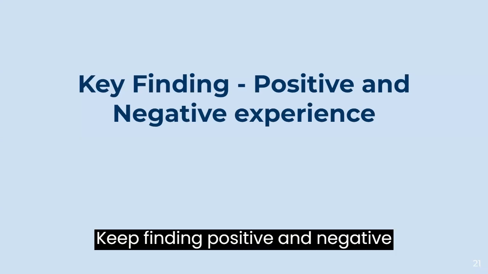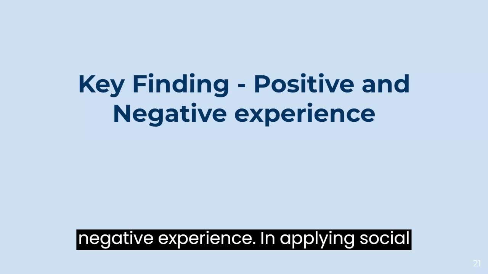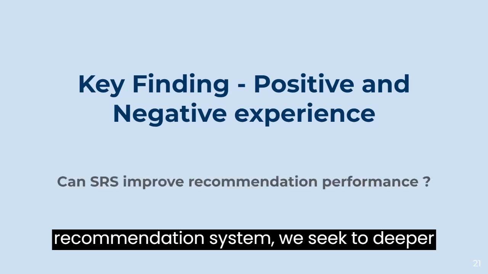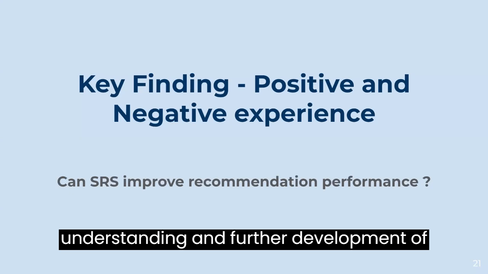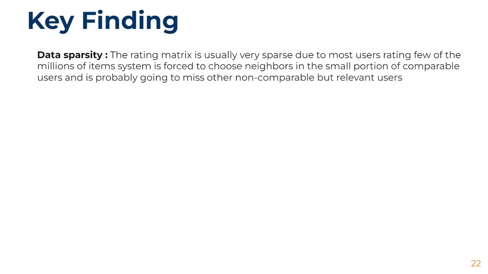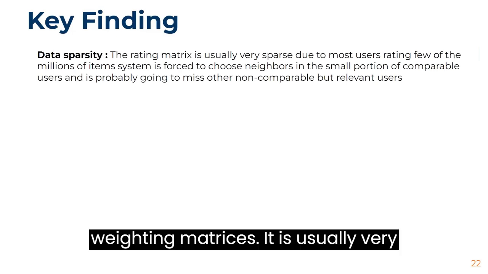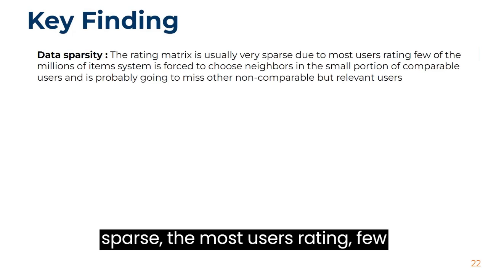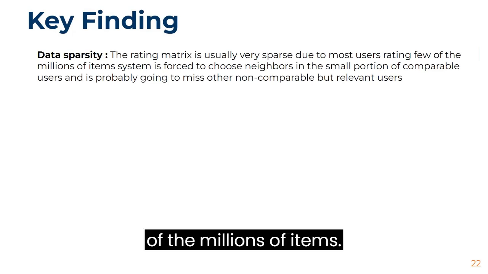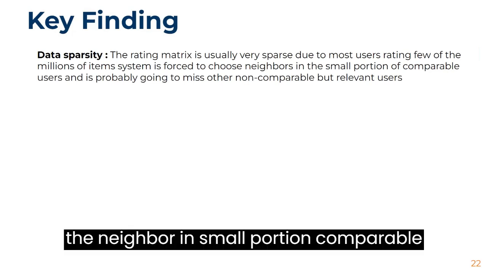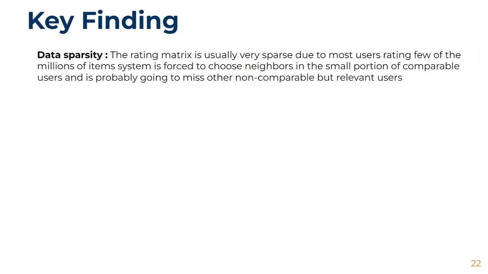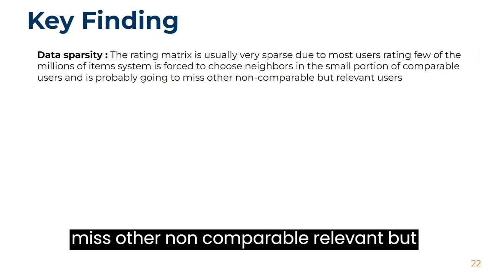Key findings: positive and negative experience. From both positive and negative experience in applying social recommendation systems, we seek a deeper understanding and further development of social recommendation. We have data sparsity, which concerns the rating matrices. It is usually very sparse. Do most users rate only a few of the millions of items? It is forced to choose neighbors from a small portion of comparable users, and it is probably going to miss other non-comparable relevant users.